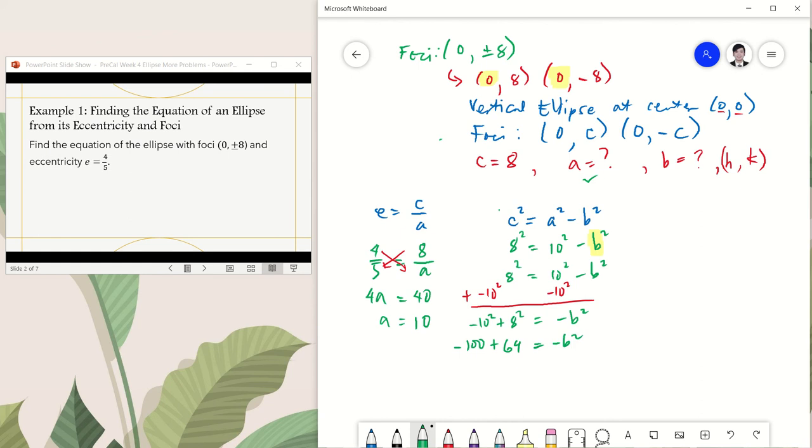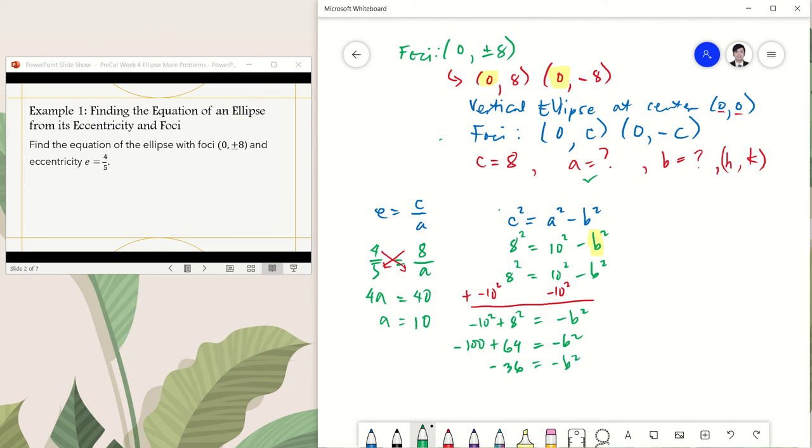Then they have different signs now, so you need to subtract. 100 minus 64 is 36. And the value of our negative 100 is larger compared to 64 if you base it on their absolute values. The absolute value of negative 100 is 100, and the absolute value of 64 is 64. 100 is greater than 64, so you follow the sign of 100. So, negative.